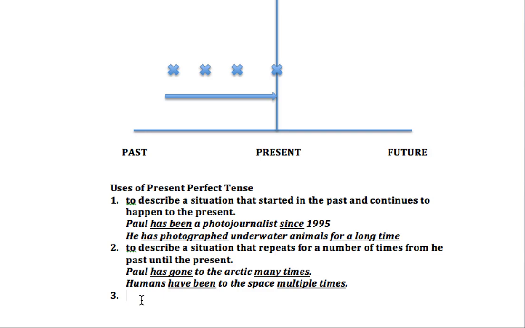Also we use present perfect tense to talk about a situation that happened at an unspecific time in the past, but still relevant in the present.